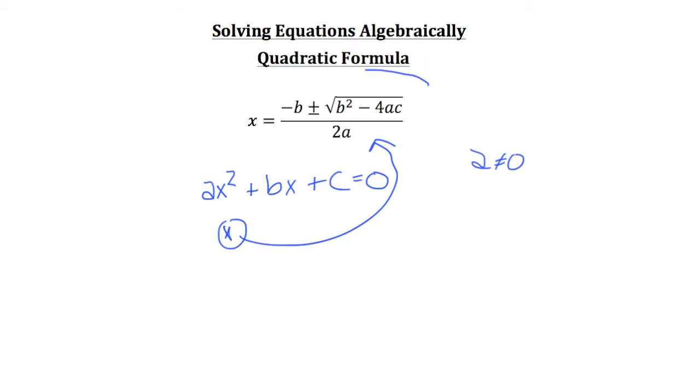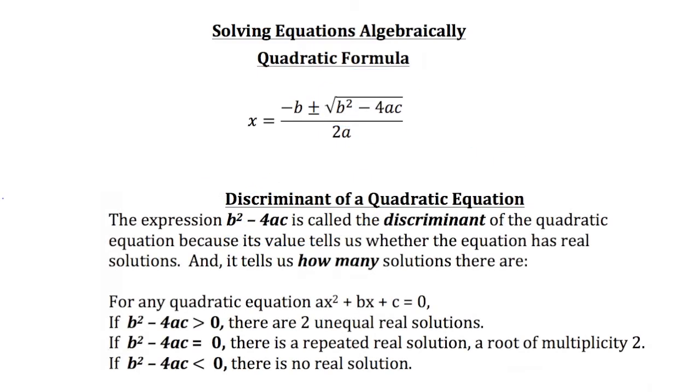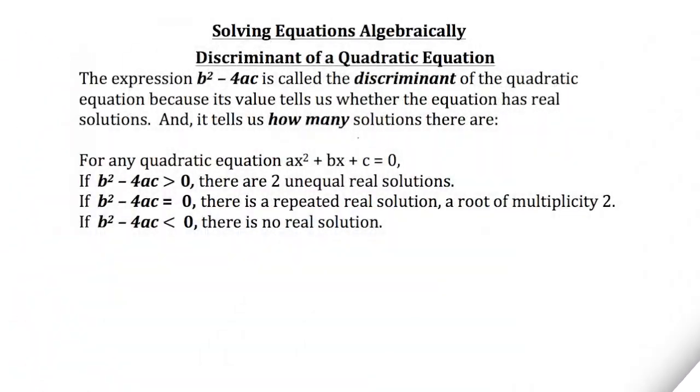Now, this is an interesting quantity right here, the b squared minus 4ac, because that quantity is called the discriminant of the quadratic equation. The discriminant is important because that portion, the b squared minus 4ac, tells us whether the equation has any real solutions. It also tells us how many solutions there are. If b squared minus 4ac is greater than 0, we know there are two unequal real solutions. If the discriminant is equal to 0, there is a repeated real solution, a root of multiplicity 2. And finally, if the discriminant is less than 0, there is no real solution. Let's take a look at an example and see how the discriminant plays into the equation.